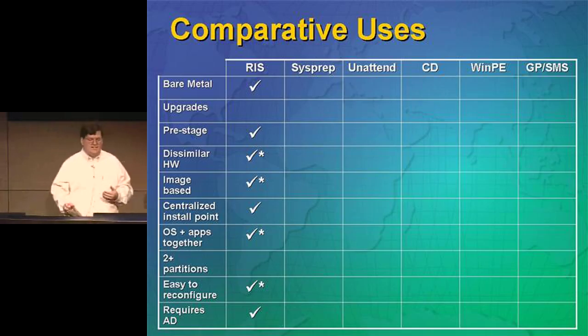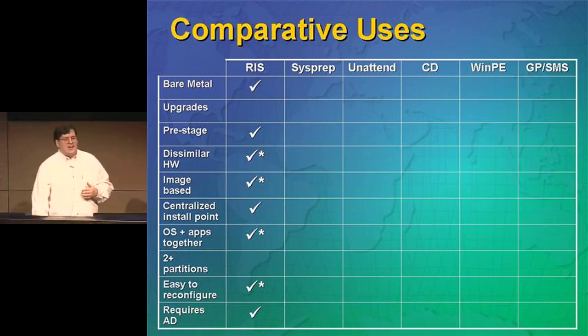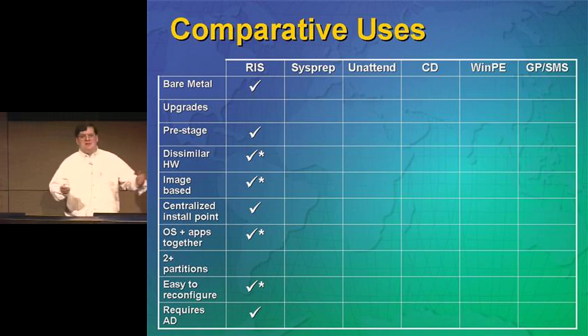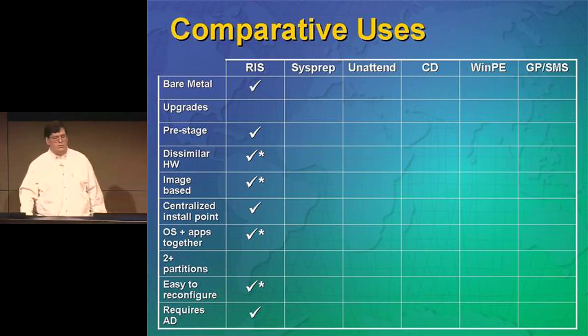It's not that flexible. Requires Active Directory, depending on which side of the fence you're on. That's a good thing, it's a bad thing. One thing we've seen a lot of customers do is, if they're interested in RIS, they'll set up a standalone Active Directory DC or even set up their RIS server as the Active Directory domain controller. That can work as well.